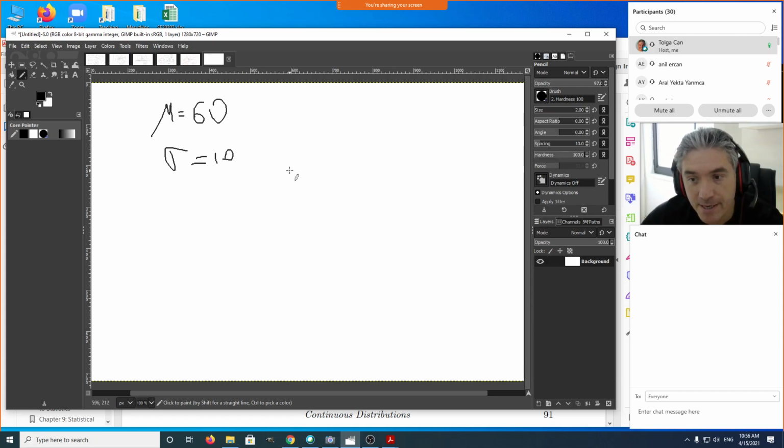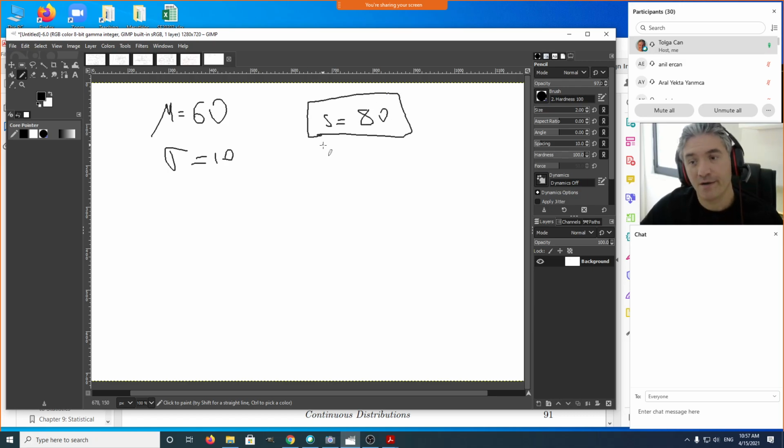Now, if a student gets a score of, let's call it S, the raw score, if a student gets a score of 80, one thing we may ask is, how likely is this? What is the probability for a student to get a total grade of 80 or more? Or how important is this score of 80?